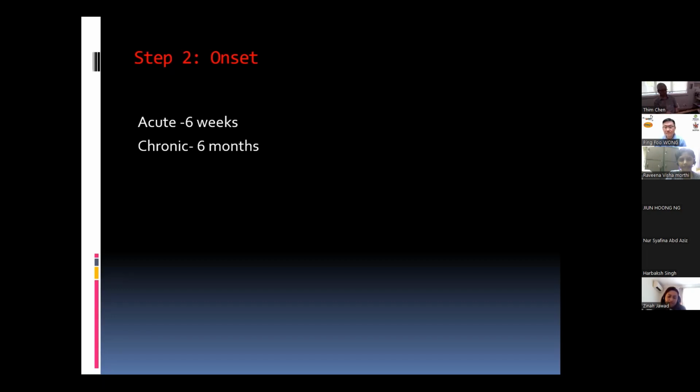Less common is always the 3 H's. Then step 2 is the onset. So Socrates, first system analysis, always the onset. Onset is easy. Anything less than 6 weeks is acute.